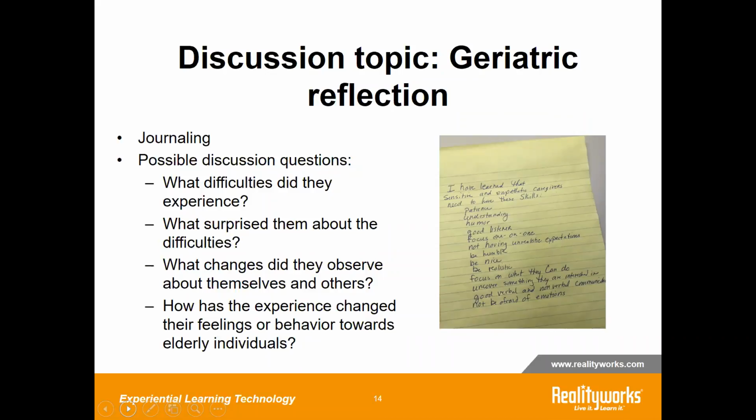Now, you could have your students go through the simulation and physical tasks and have them journal about what it felt like physically. Also, a rubric is included in the curriculum that I'll be telling you more about later in the webinar. So here are some great discussion questions you can ask your students after they've had the opportunity to try some simulated activities. These could be ones you've created yourself or a geriatric simulation suit. Some of the suggestions you see are on the screen in front of you. But also, one of my favorites is, how has the experience changed their feelings or behavior towards elderly individuals?